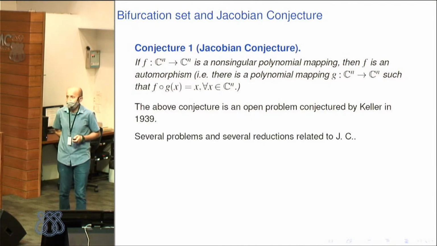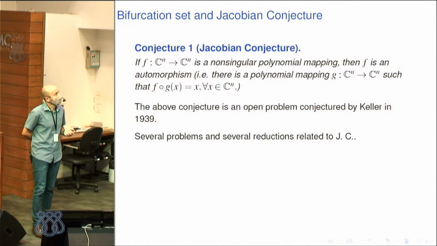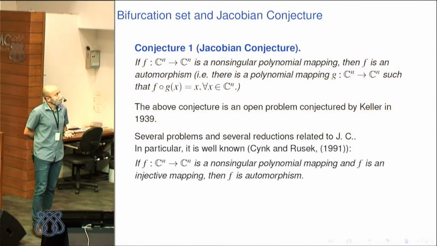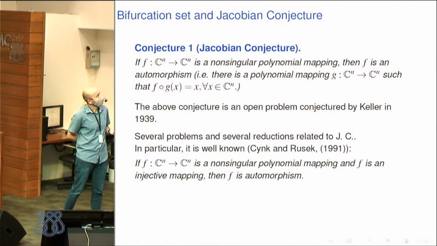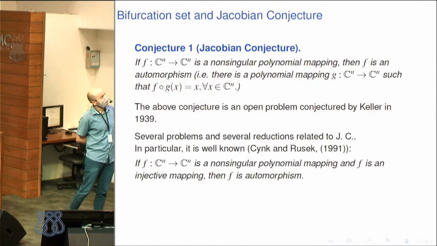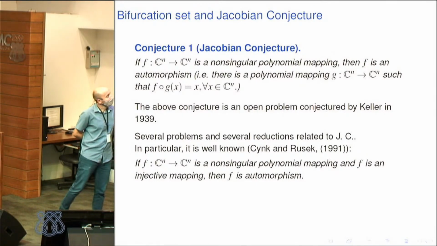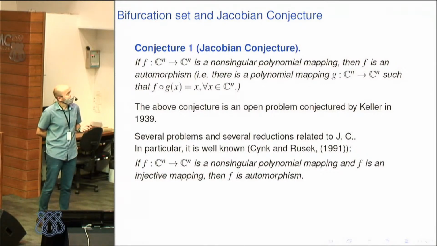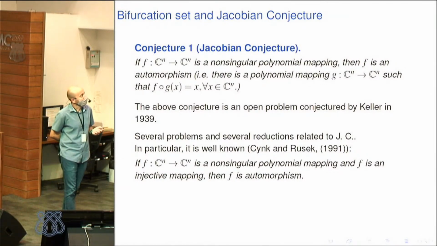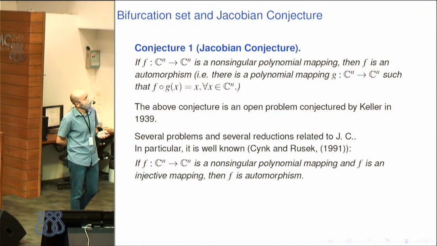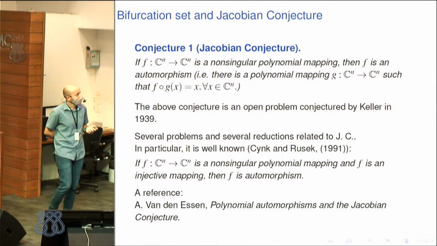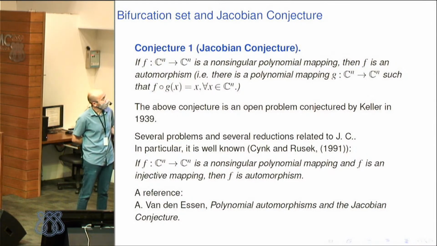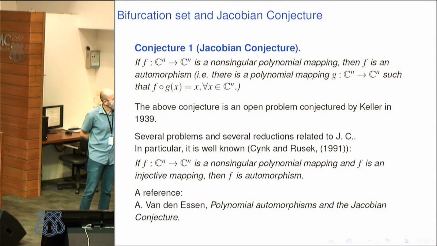And you have several results and reductions of the Jacobian conjecture. For instance, to show the Jacobian conjecture, you need only to show that F is an injective mapping. It's not necessary to show that F is an automorphism. So if F is a non-singular polynomial mapping, and F is an injective mapping, then F is an automorphism. One reference here is the book of Van den Essen, for instance. We have a lot of results and reductions in this book.